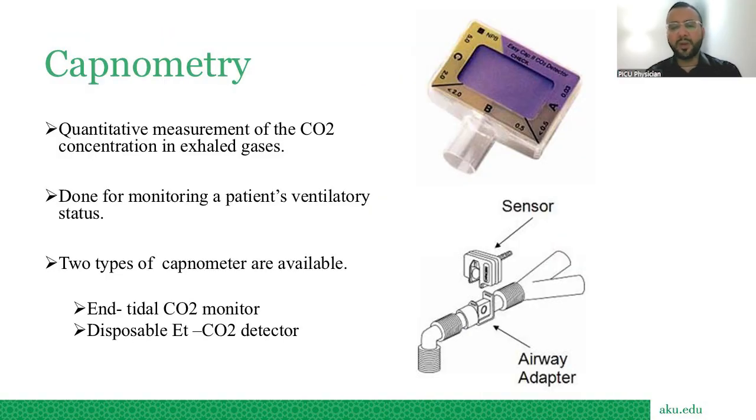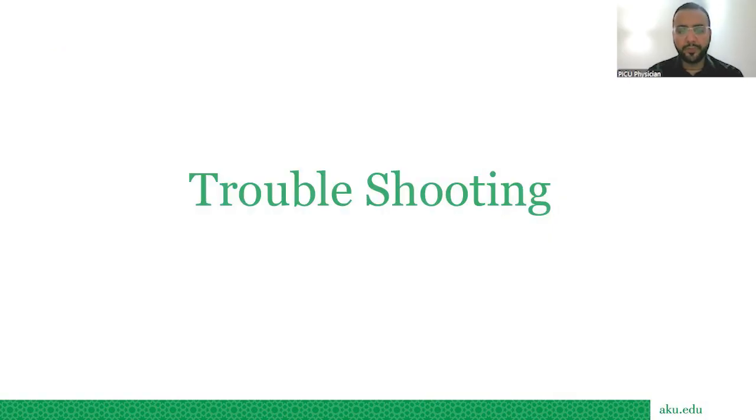Okay, so capnometry. Capnometry is the quantitative measurement of CO2 in the exhaled gas that I just talked about. When the tube is in the trachea, definitely exhaled gas will come out of the trachea and some CO2 will be detected. If CO2 is not there, that means you are not in the trachea. So capnometry is the measure of exhaled CO2.